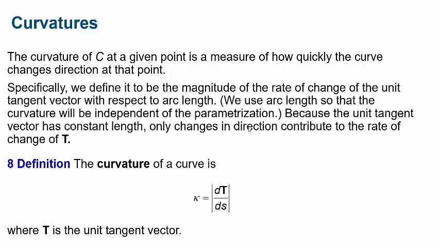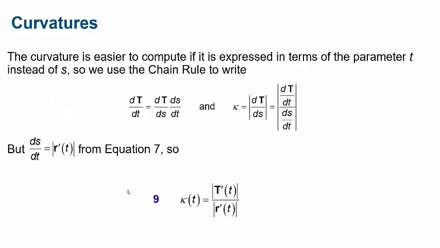So the curvature of a curve is given by the following. We define curvature as the letter kappa, equal to the magnitude of dT with respect to s, dT over ds, where T is the unit tangent vector. The curvature is easier to compute if expressed in terms of the parameter t instead of s.